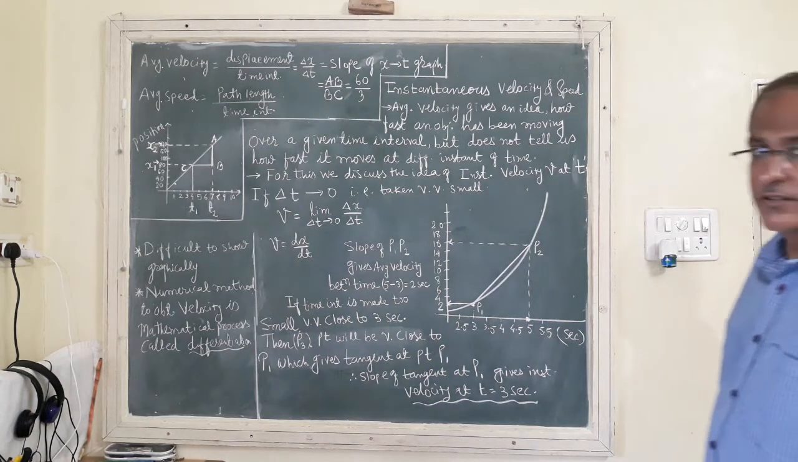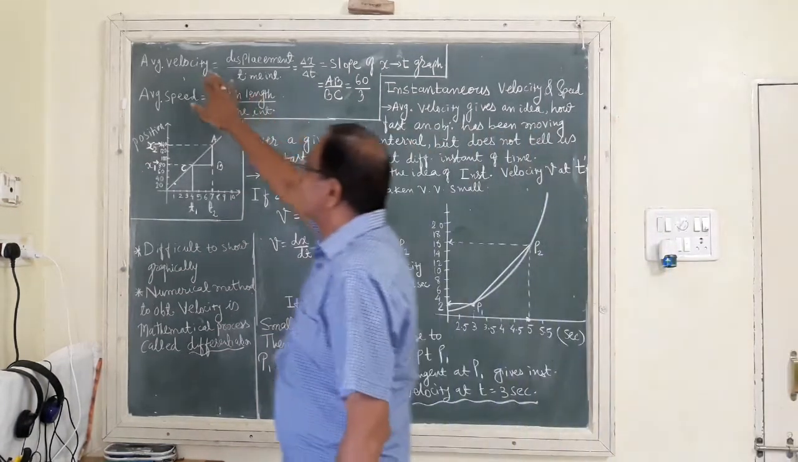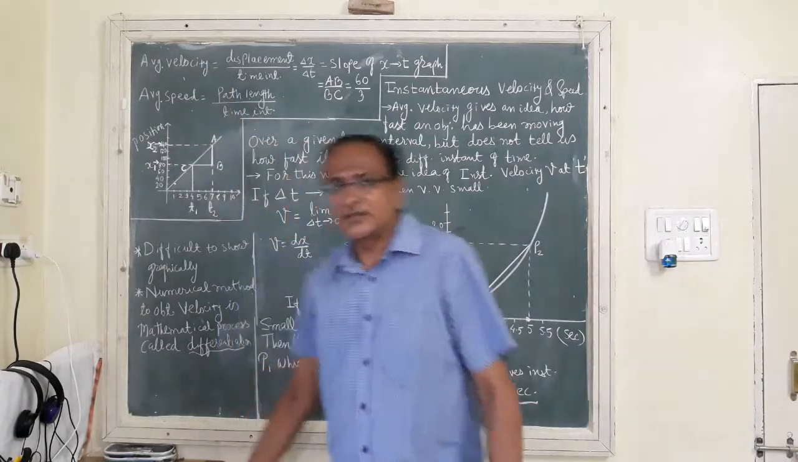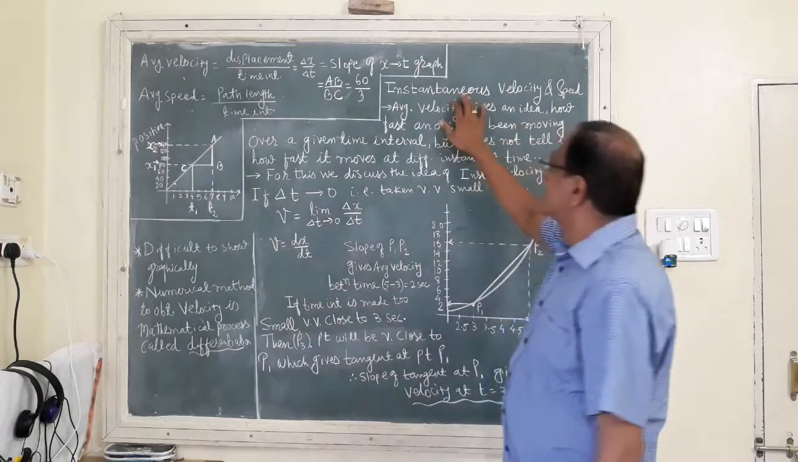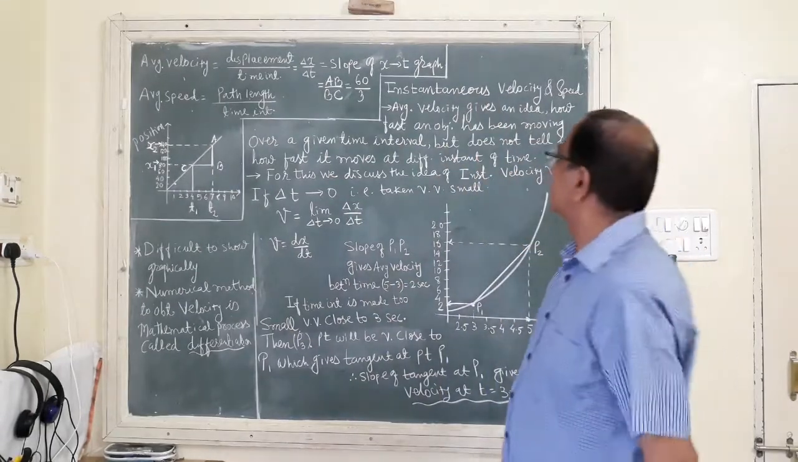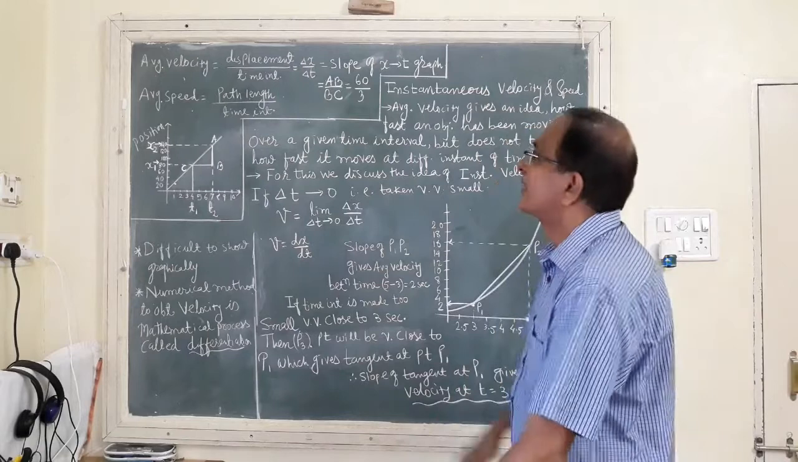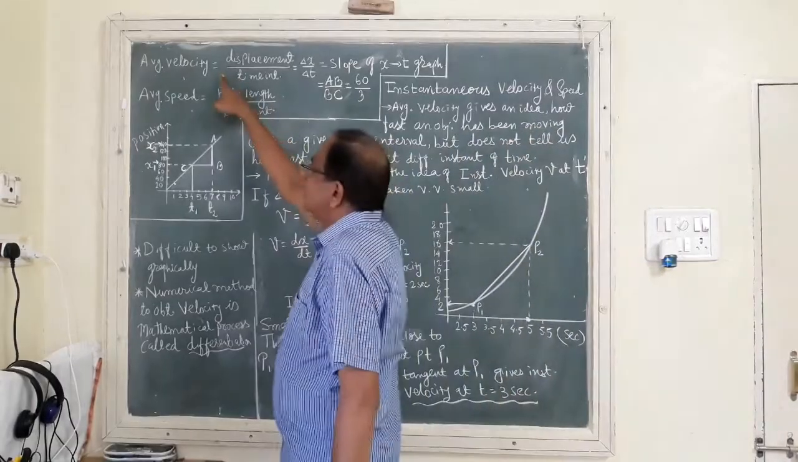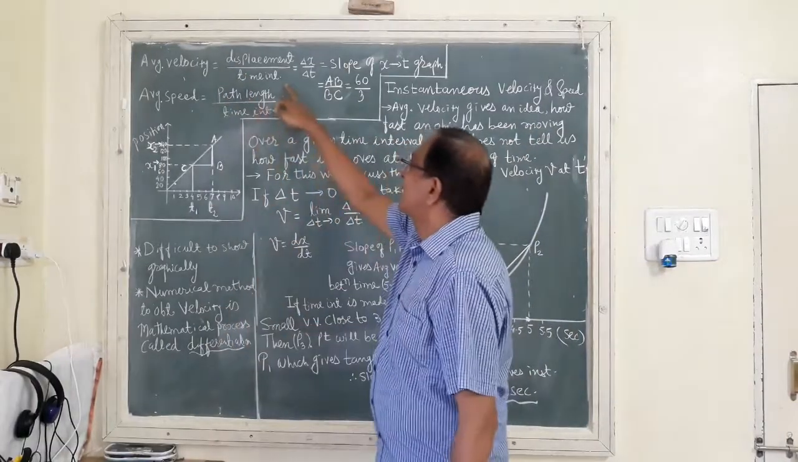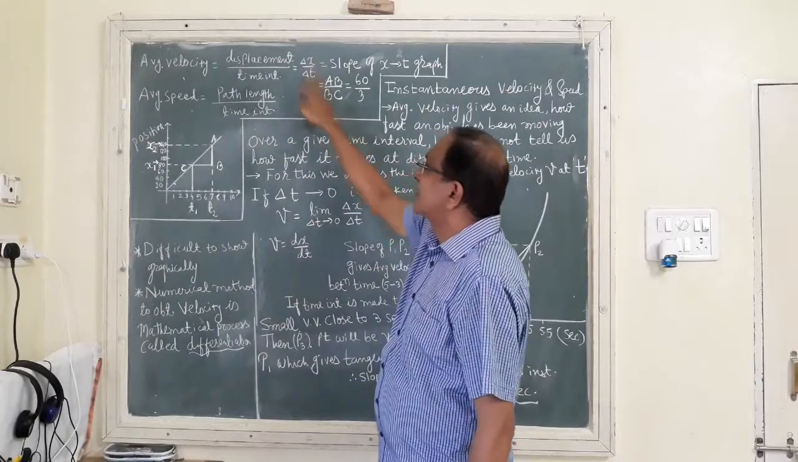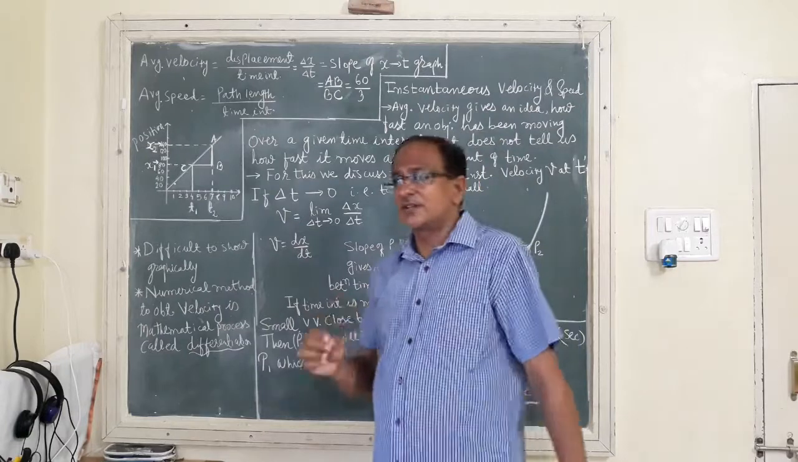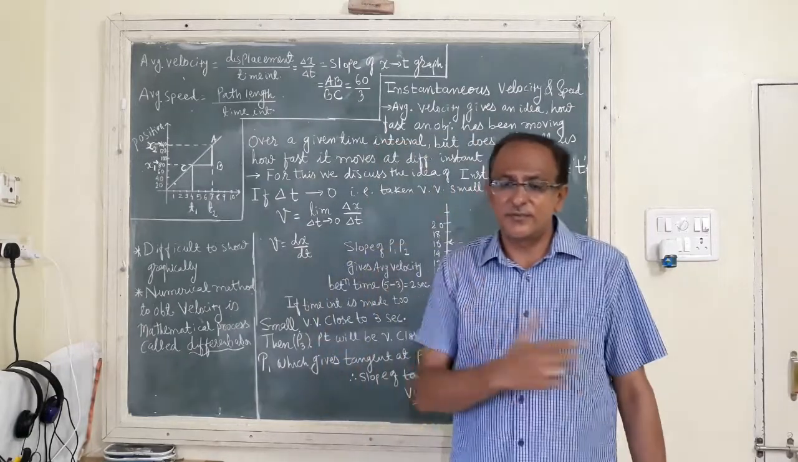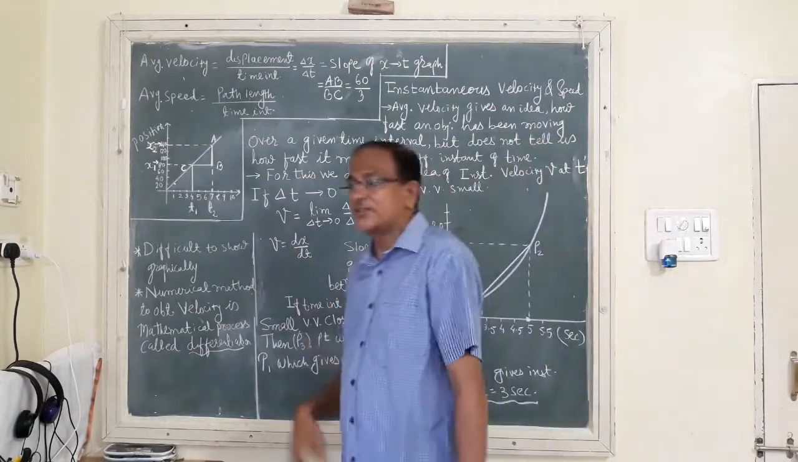Okay, today's topic of discussion is the same, that is average velocity and average speed. We have discussed this, but slightly more, and then we shall move towards instantaneous velocity and speed. See, average velocity, as you know, is displacement upon time, that is delta x upon delta t. Its unit is meter per second if you are using meter for measuring the distance, or rather displacement.